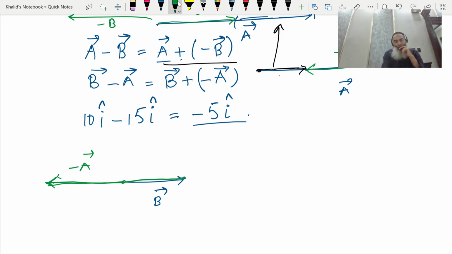And here you can see that the difference of A and B was in this direction, towards the right. And here the difference is in the opposite direction. So we can say that B minus A is not equal to A minus B.